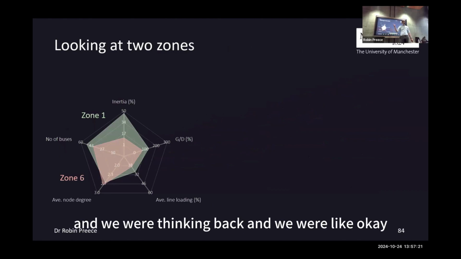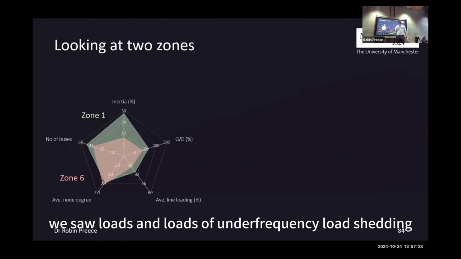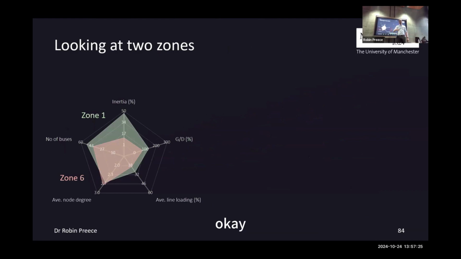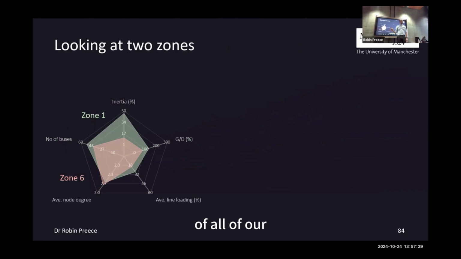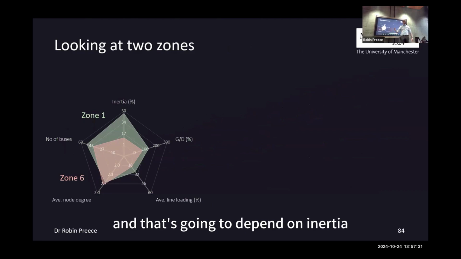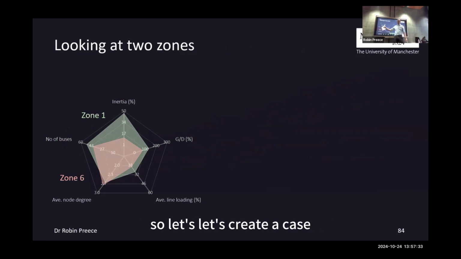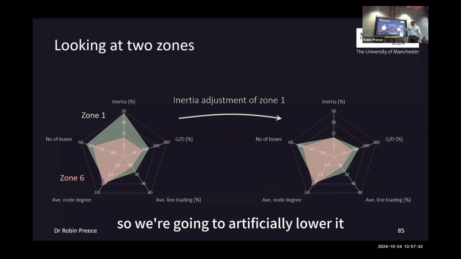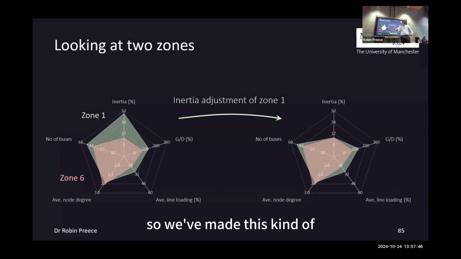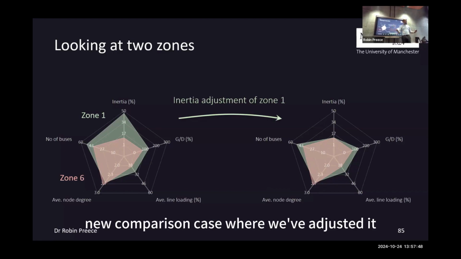And we were thinking back and we were like, okay, well, we saw loads and loads of under-frequency load shedding. Under-frequency load shedding was the biggest cause of all of our trips in the system. And that's going to depend on inertia. So let's create a case where we adjust the inertia of zone 1. We're going to artificially lower it to exactly the same value as we have for zone 6. So we've made this new comparison case where we've adjusted it.